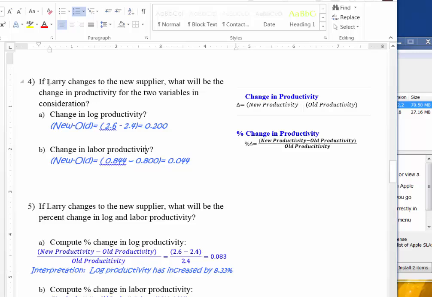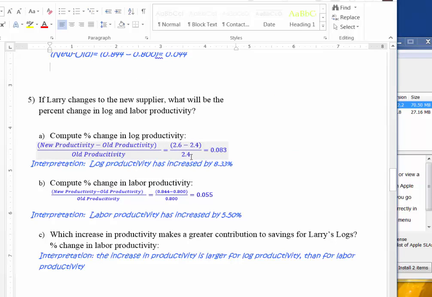So if Larry changes to the new supplier, what's the change in log productivity? Well, it's going to be new minus old, so 2.6 minus 2.4. And then the change in labor productivity is 0.844 minus 0.800.